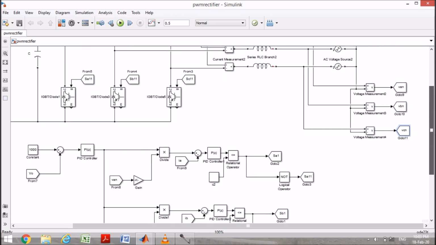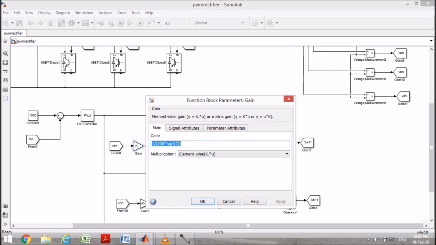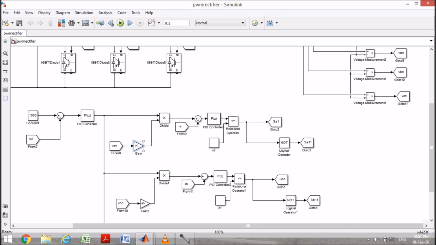So that VAN means it has magnitude and phase angle. So we have to divide by magnitude, that is 1 by 230 into square root 2. Then we will get only the phase angle. So in practical we have to use a PLL block to get this value, to get this angle, understand? So you have to multiply these two.